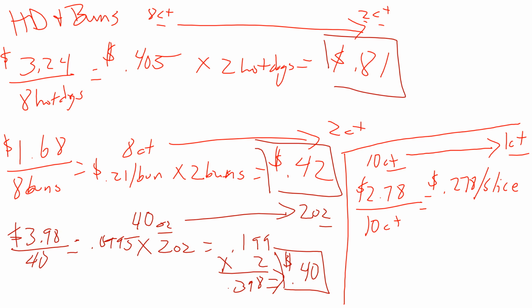Of course, we have 2 hot dogs, so let's multiply that by 2, and we get 56 cents per 2 slices of cheese. We'll keep all of that together in the back of our mind as a running total. Let's move on to our sides and our drinks. Okay, so our chips.